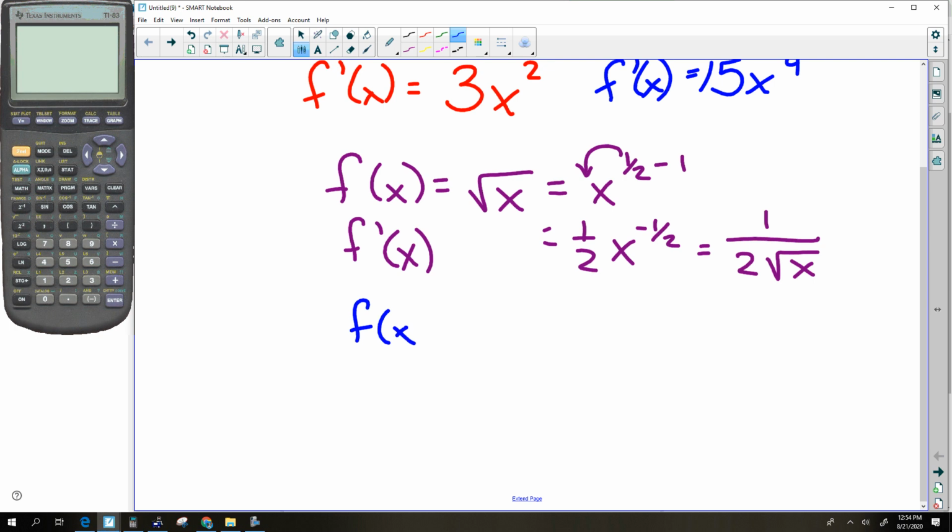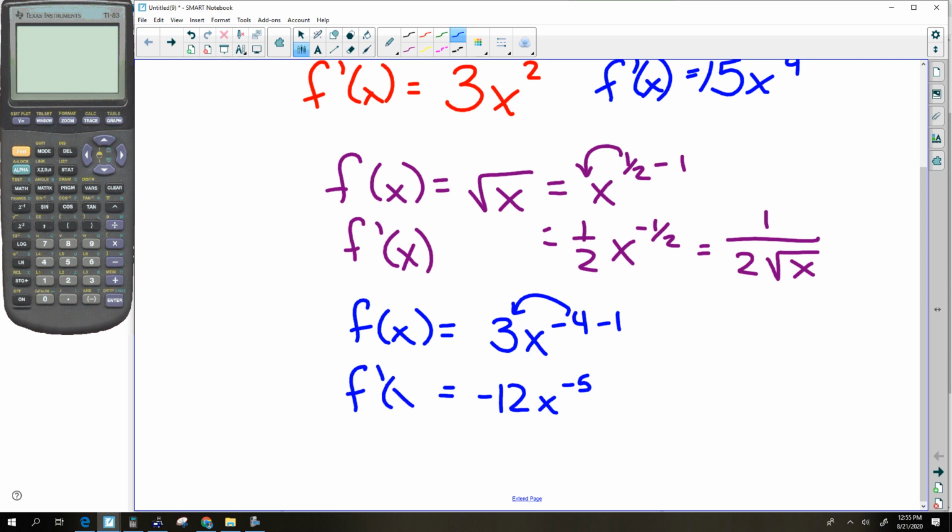So f is equal to 3x to the negative 4, or something like that. It drops down as a multiple, so that's negative 12x, and then minus 1 is negative 5. So that's the power rule. And that is 95% of calculus. That's 95% of doing derivatives right there, is just basically understanding the power rule.